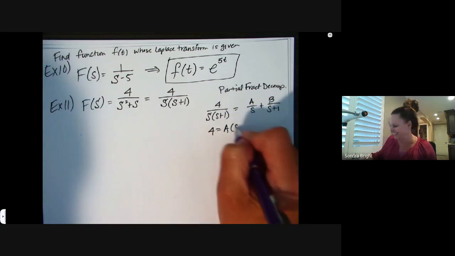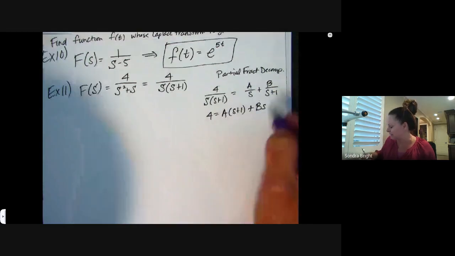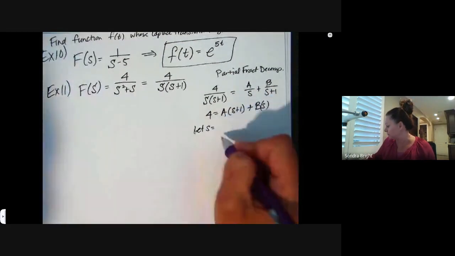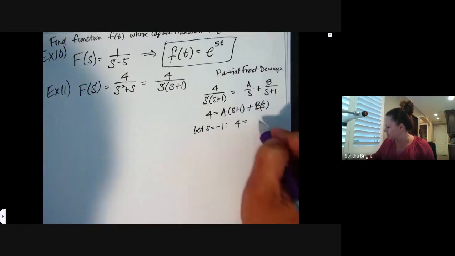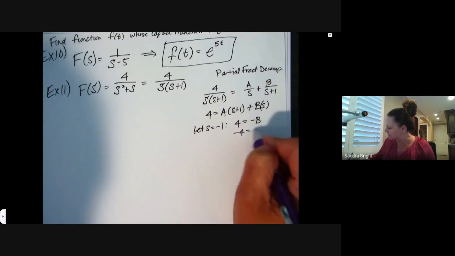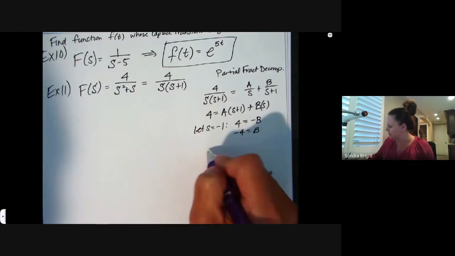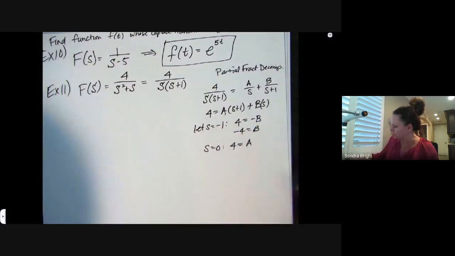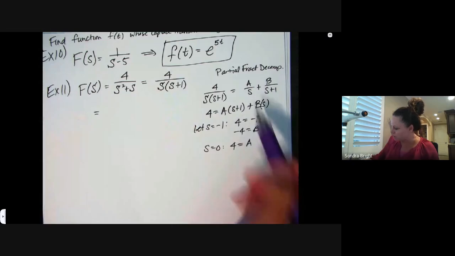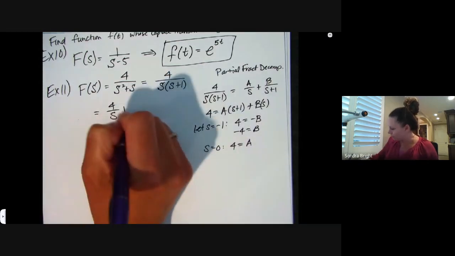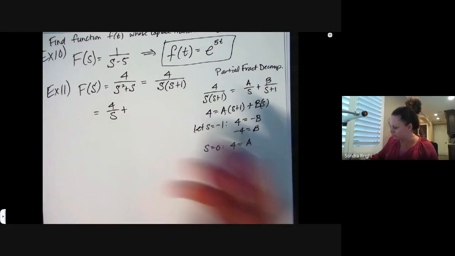It's a bunch of BS, right? Then you let s equal negative 1, which gives 4 equals negative b, so b is equal to negative 4. Let s equal 0, which gives 4 is equal to a times 1 plus 0, so a is 4. So this is 4 over s plus negative 4 over s plus 1.